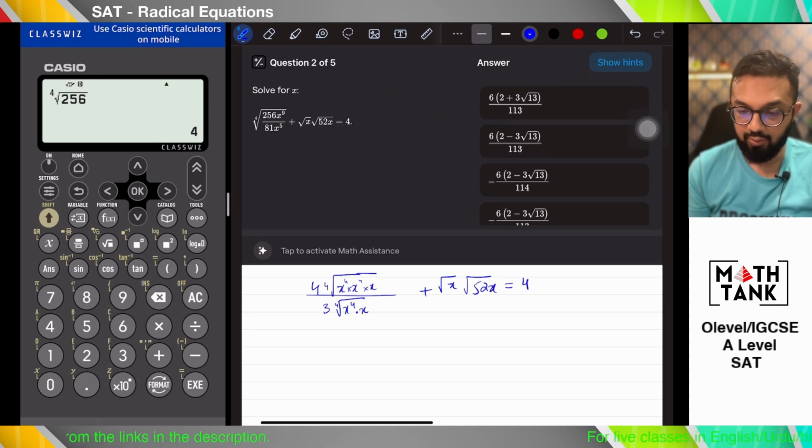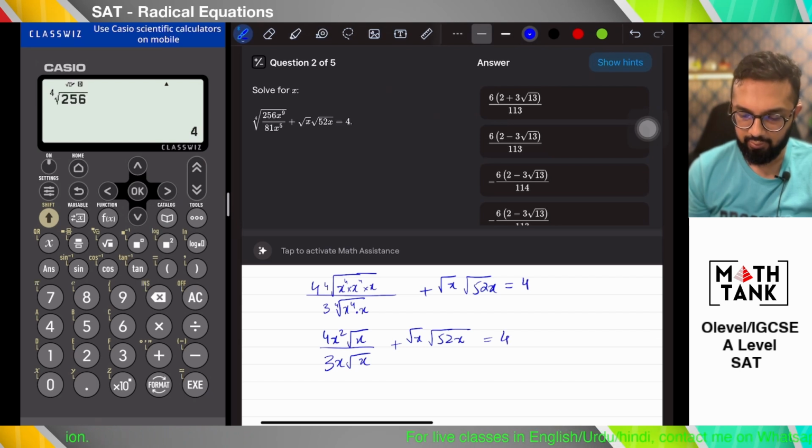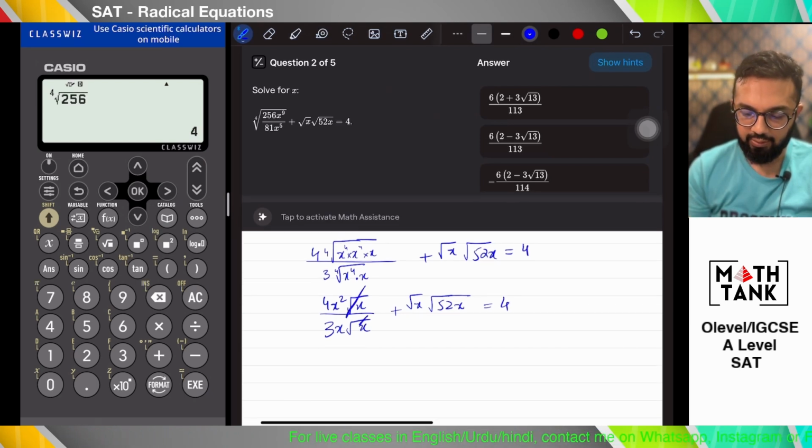Actually, the easiest way to solve this question would be using my calculator. But since I have that constraint right now because I'm solving these on a video, I'm just going to do these manually, and this is going to become 3x root x plus root x root 52x inside equals 4. Okay, so this should cancel out with that, and x should also cancel out. So I have 4x over 3.